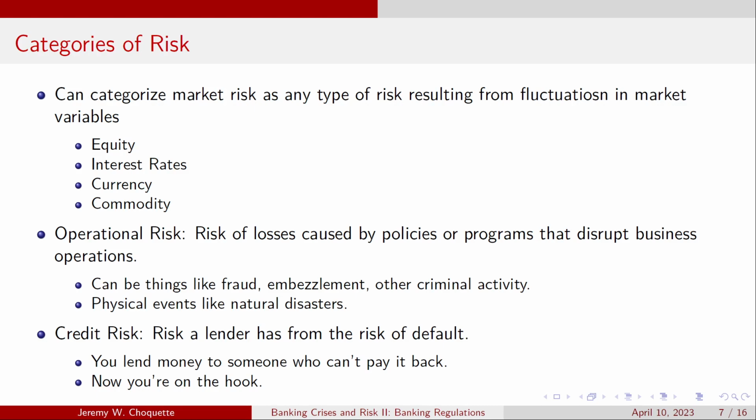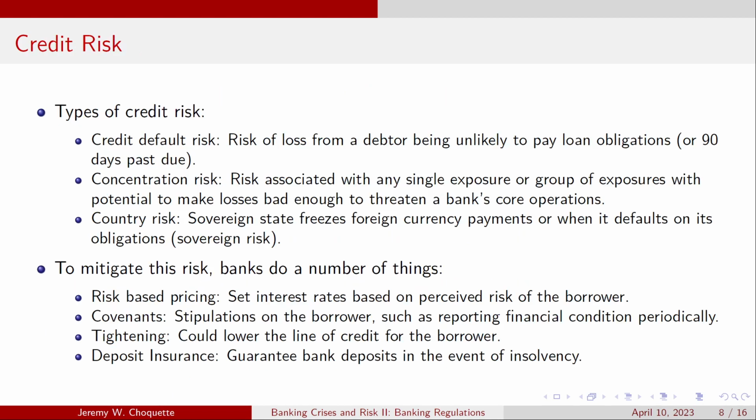But with these, we got market risk, operational risk, and credit risk as the main categories that we're going to be interested in. So getting into credit risk, what are the types of credit risk? Well, credit default risk is the risk of loss from a debtor who is now unlikely to pay loan obligations, right? So let's say it goes 90 days past due. That would be credit default risk. So if you lend money to somebody and they face any positive risk of not being able to pay it back, well, you are at credit default risk.